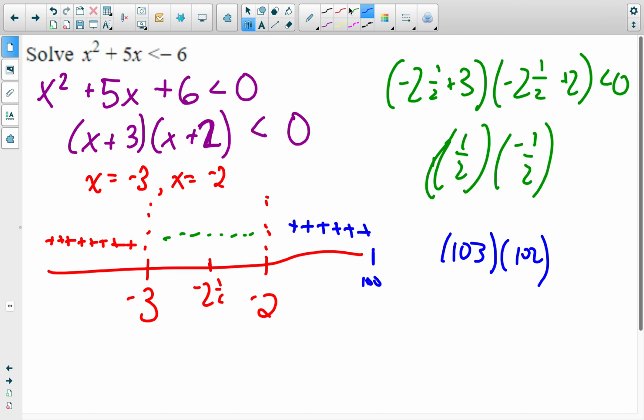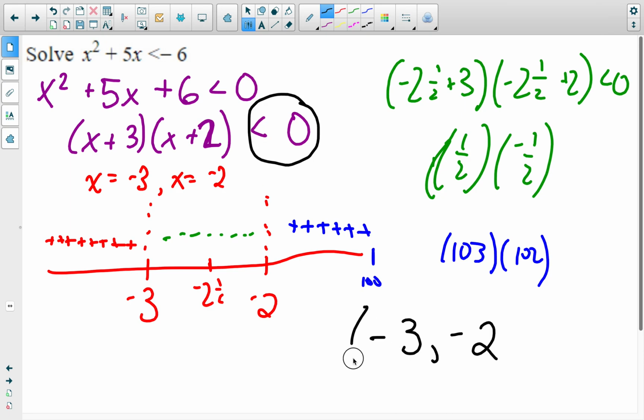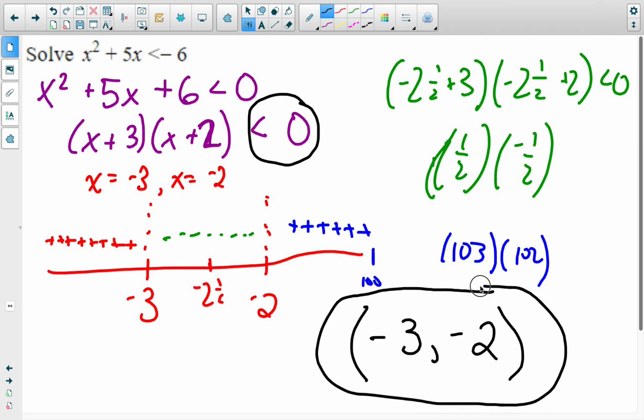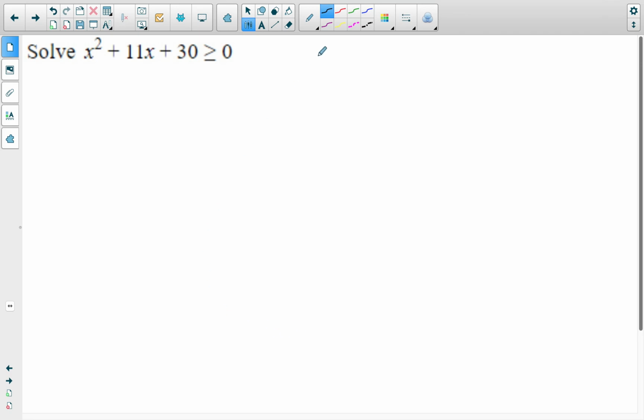And this time, look at your sign, right? We want less than 0, so we want negative regions. The only negative region we have is here, in between -3 and -2. So in interval notation, we want -3 comma -2, and because we have this less than symbol, we want to use parentheses because they are not included. Okay. Give this one a try.